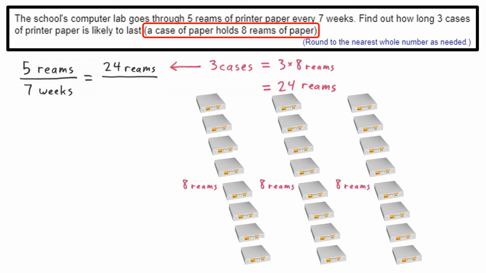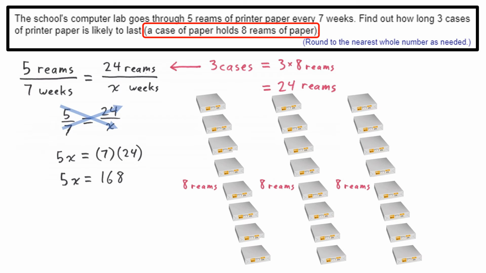Now we need to determine what goes on the bottom. Since we have weeks on the bottom on the left, now we'll put weeks on the bottom on the right. But we don't know how many weeks. We're trying to find out how long it will last. So that's X weeks. We can now write this proportion without the units, and we can cross multiply. 5 times X is 5X, and 7 times 24 is written on the right.